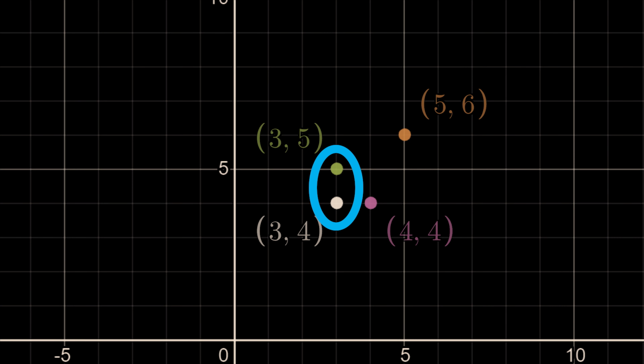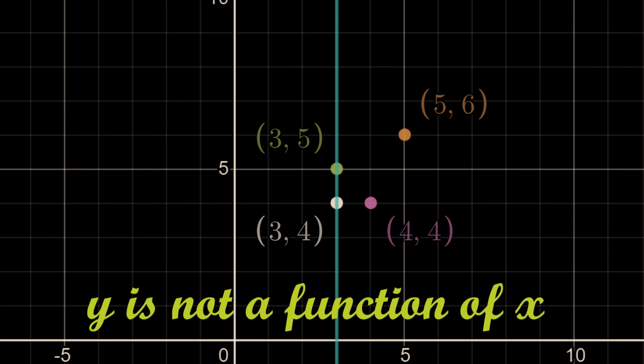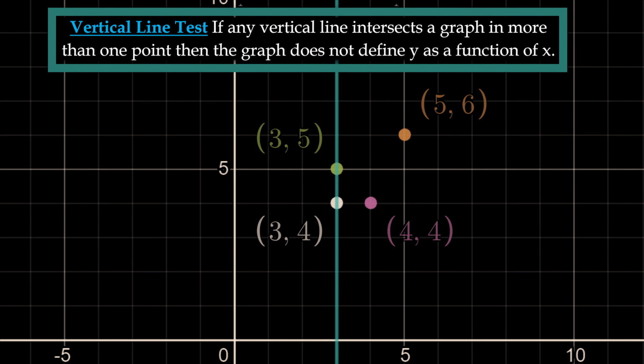Notice how these 2 points are stacked on top of each other. If a vertical line can intersect a graph in more than one point, then the graph does not define y as a function of x. This is what we call the vertical line test.